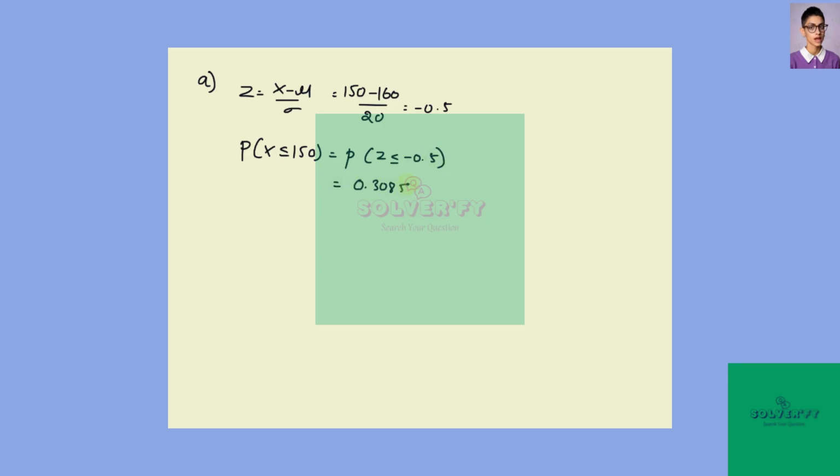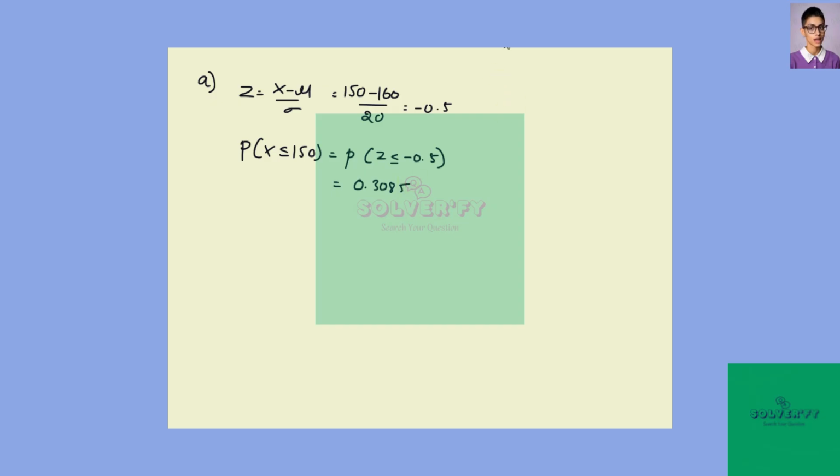We can use the Z-score formula here. So Z equal to x minus mu by sigma, it is equal to 150 minus 160 divided by 20. It is equal to minus 0.5. Now we can look up the probability in a standard normal distribution table. Then we get probability of x less than or equal to 150 equal to probability of z less than or equal to minus 0.5. It is equal to 0.3085.